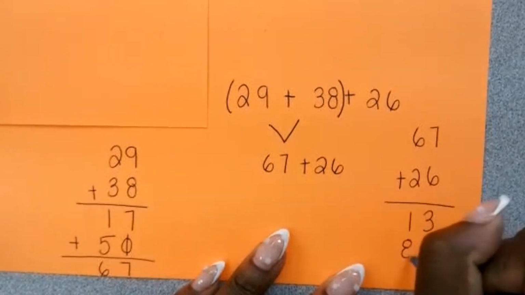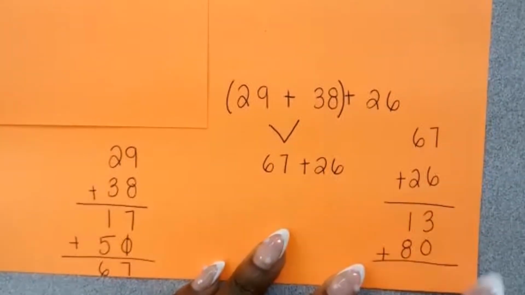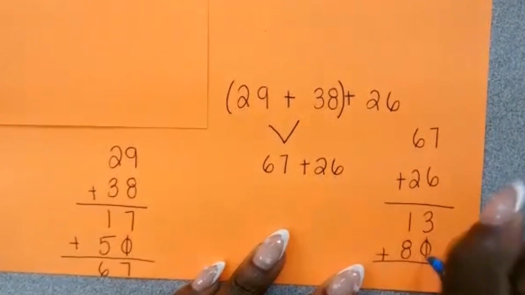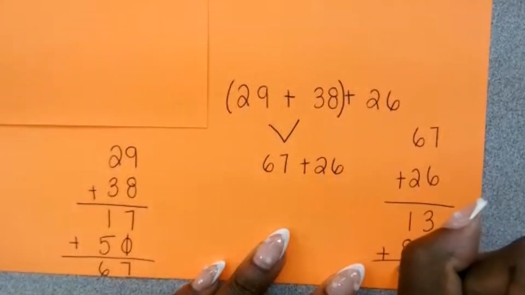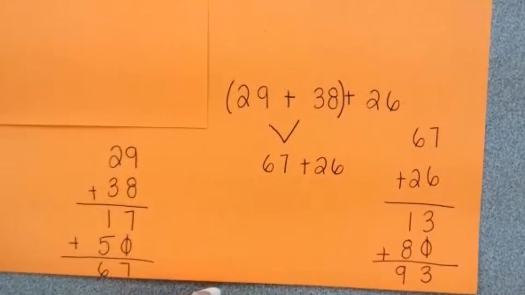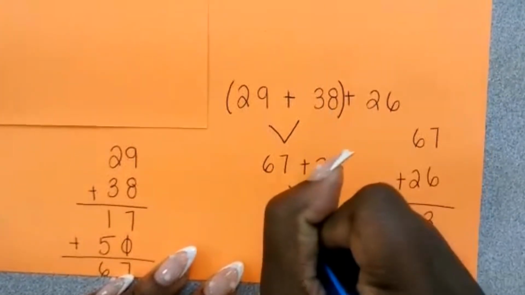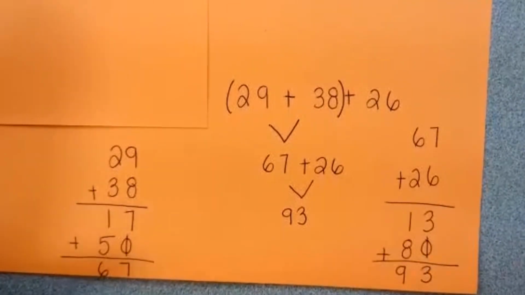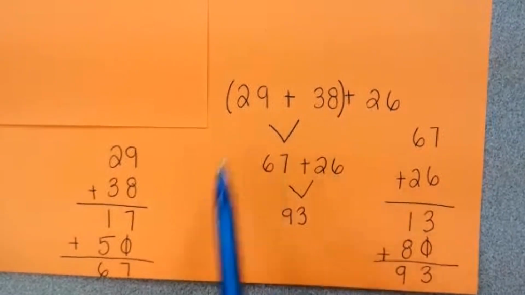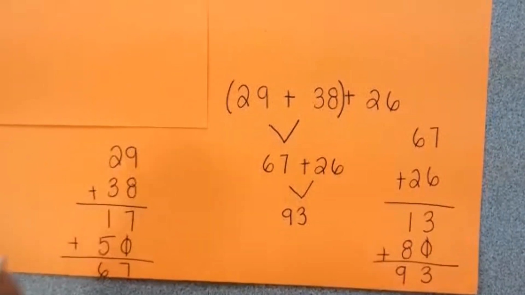80. What can I do to my zeros? What's 3 plus nothing? 3. And what's 1 plus 8? 9. So 67 plus 26 is 93. I like to show our work on the side so that I don't get what, friends? So I don't get tricked here in the middle. I would love for you guys to keep it neat by showing your work over to the side.